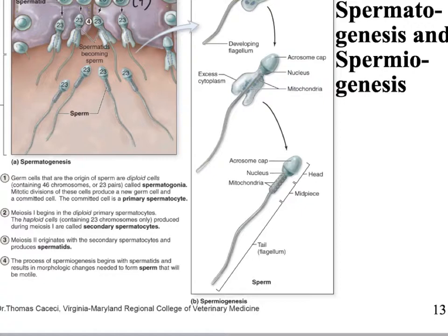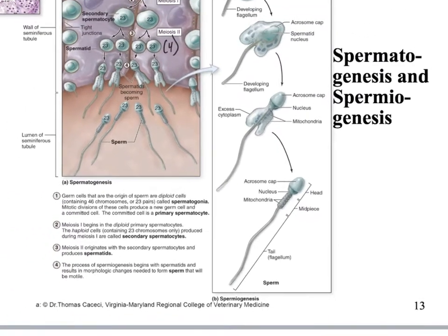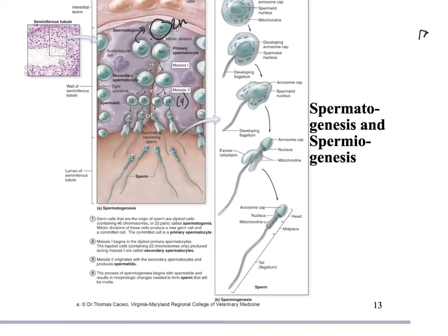From there, after the production of sperm, they're still not activated. They're non-motile at this point. They are moved to the epididymis where they're stored, and then they are activated for motility prior to ejaculation. So that's those two, spermatogenesis and spermiogenesis, put together.